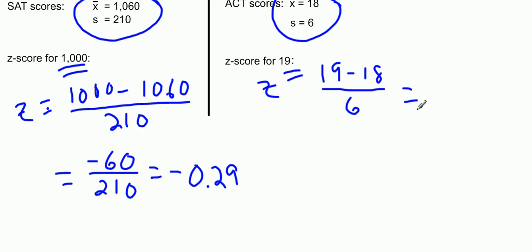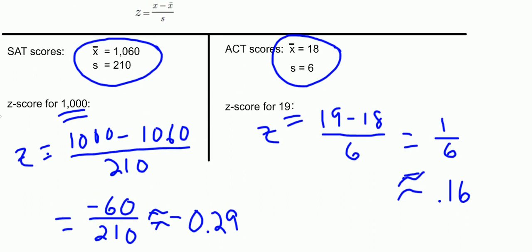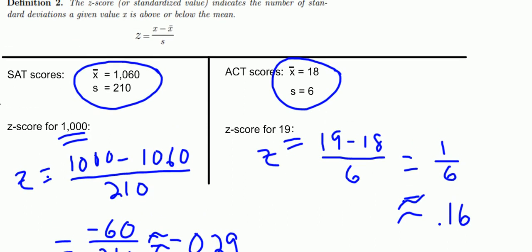When we look at the z-score for the ACT score of 19, we would get 1 over 6, which if we convert to a decimal, and I should probably use little wavy equal signs here to show that this is approximate, that would be approximately 0.16, a little bit above average. Okay, so when you want to compare two things on different scales, like SAT scores being in the thousands and ACT scores being tens, if you wanted to compare salaries 100 years ago versus salaries today, which are on different scales, if you wanted to compare heights of men and heights of women, you would do everything relative to the mean and the standard deviation.